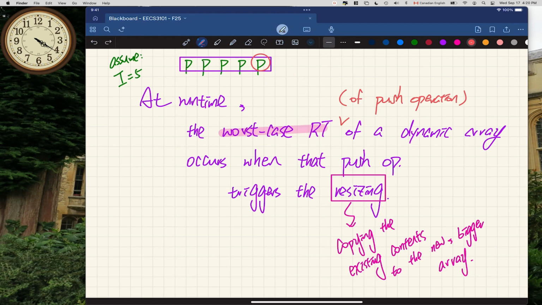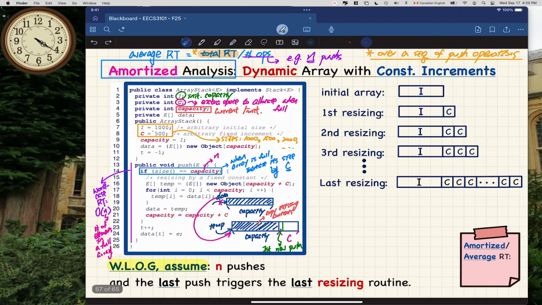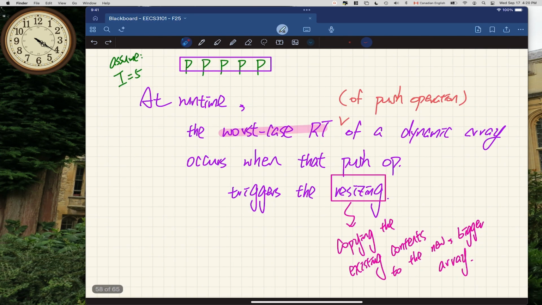Because if you look at the condition there, we only do the resizing when the size is exactly equal to capacity. So it's the next push. Okay, I apologize. That's not exactly right. So you can see that over here, this will be big O of n because the size is exactly equal to 5 right here. However, on the other hand, what about all the other pushes right here?